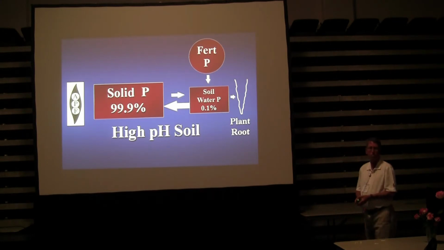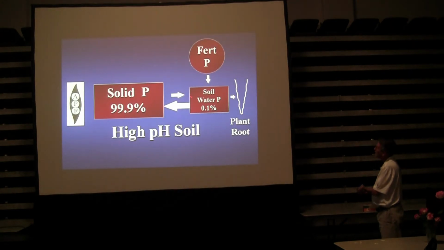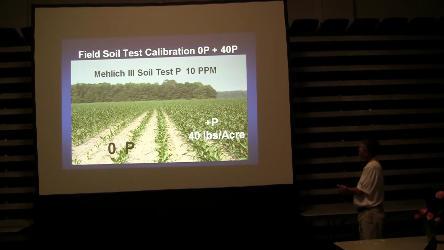High calcium soils, above 7. All right, so the different labs try all these different chemical extractants, then they go out and calibrate the test. This is a corn crop. So you have 0 phosphorus and plus phosphorus, and the Mehlich 3 soil test is 10 parts per million. There's a long history of Adolf Mehlich's soil testing methods.